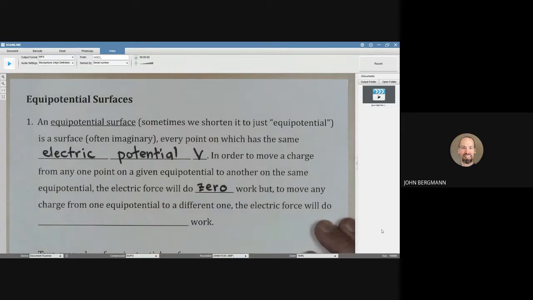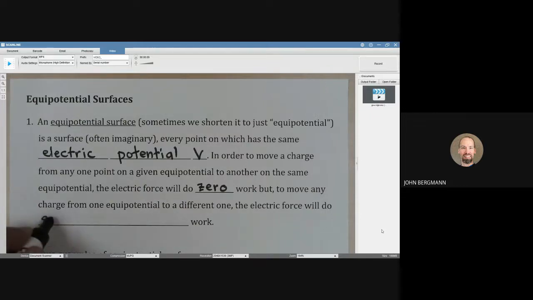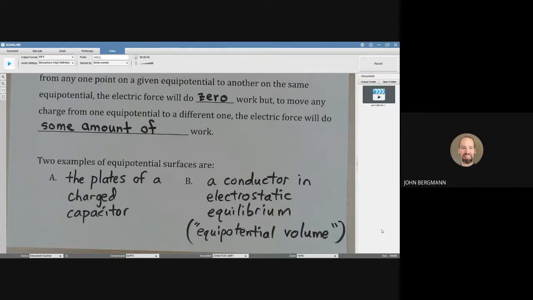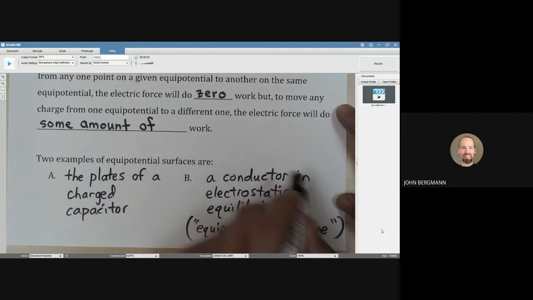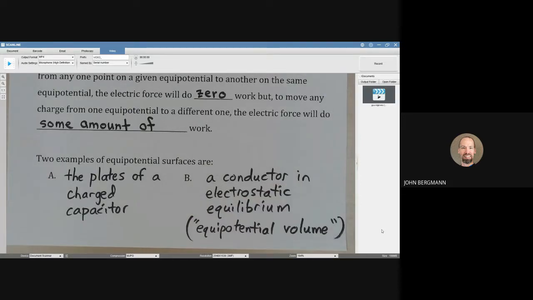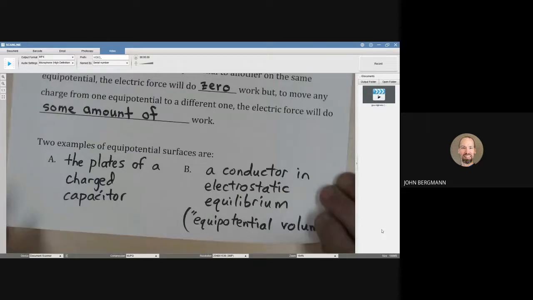But to move any charge from one equipotential to a different one, the electric force will do some amount of work. It might be positive, it might be negative, it depends on what we're doing, but definitely some amount of work. Two examples of equipotential surfaces are the plates of a charged capacitor and a conductor in electrostatic equilibrium. This entire conductor has the same electric potential V. We might say that the conductor is an equipotential volume. Instead of just a surface, it's a volume that has the same electric potential.